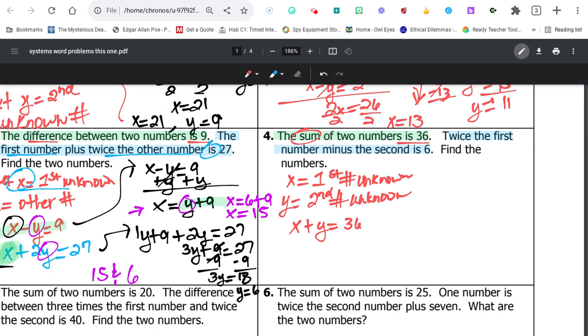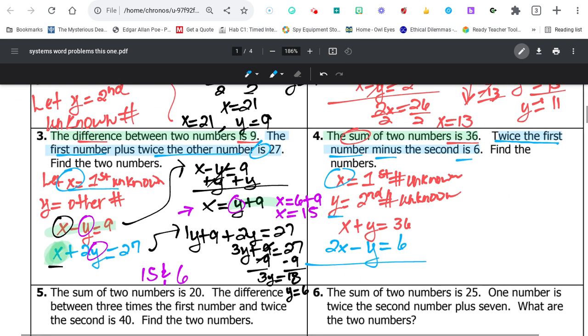And then this one, I'm going to go back and do it in blue. Twice the first number. So if the first number is x, twice x is 2x, minus the second number. The second number I don't know is y. It equals 6. I'm definitely going to use elimination because these will cancel. So I end up with 3x equals 42. Divide both sides by 3, and x is equal to 14.